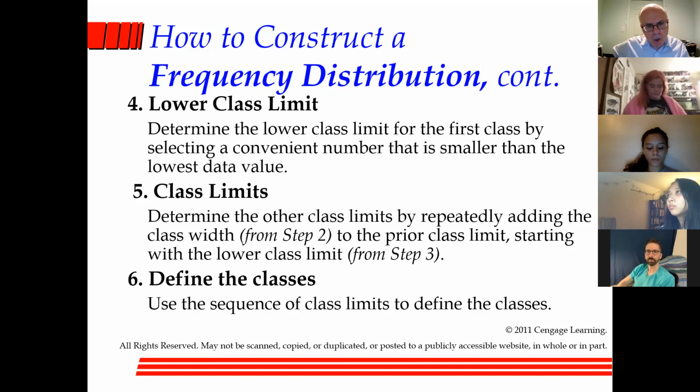And then, of course, once you get the first lower class limit, then all the other endpoints will come from that, because you're going to be adding to that initial lower class limit. You're going to add the class width, class interval, to that value for the beginning of each of the other classes. Again, don't worry about what I just said. I'll demonstrate it. All right.